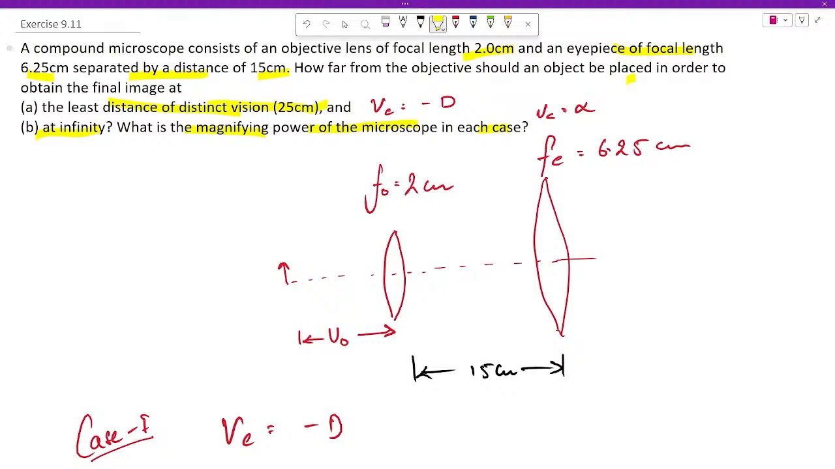Now here we have been given a compound microscope of which the objective has a focal length of 2 centimeter and the eyepiece has a focal length of 6.25 centimeter.